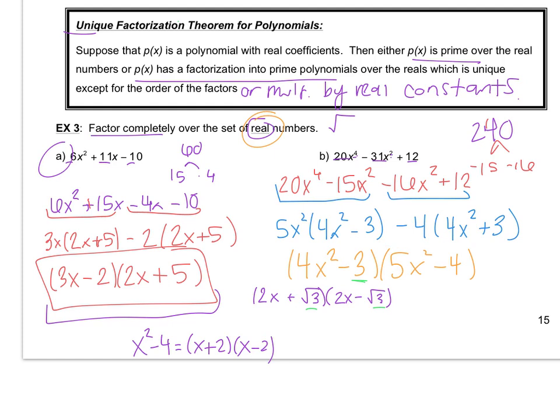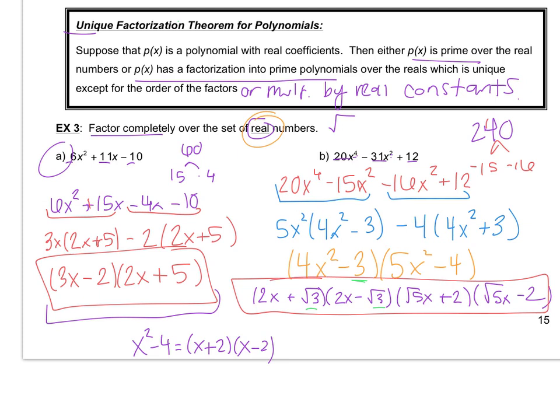Same with the next one. So 5x squared is really the square of the square root of 5x. And then this minus 4 means I'll do plus 2 and then square root of 5x minus 2. So this extra step is just one last step when factoring over the real numbers. You need to pay attention to difference of squares, just difference of squares. So these numbers need to be subtracted in order to use this.